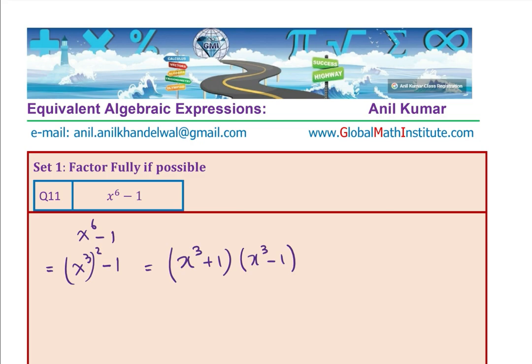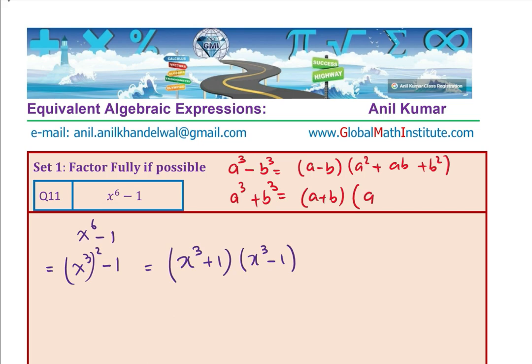So I want to give you the formula for sum and difference of cubes. How do we factor them? So if it is a cube minus b cube, it can be factored as a minus b times a squared plus ab plus b squared. And if it is a cube plus b cube, then we have a plus b times a squared minus ab plus b squared, right? So we are going to use this formula to factor it further.